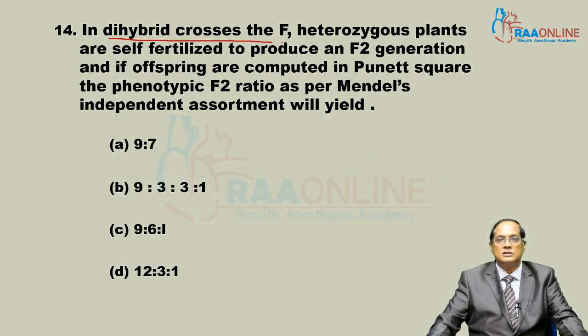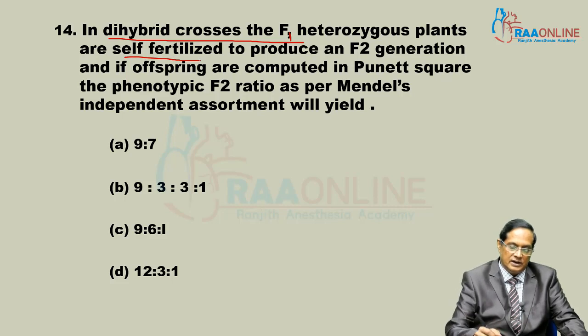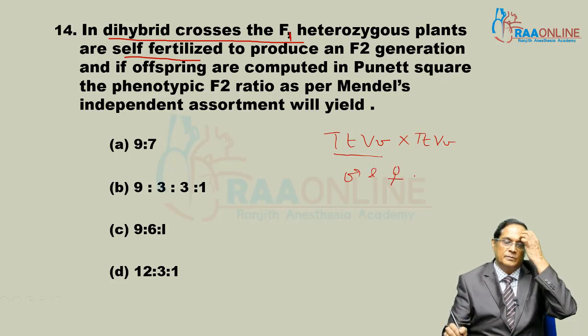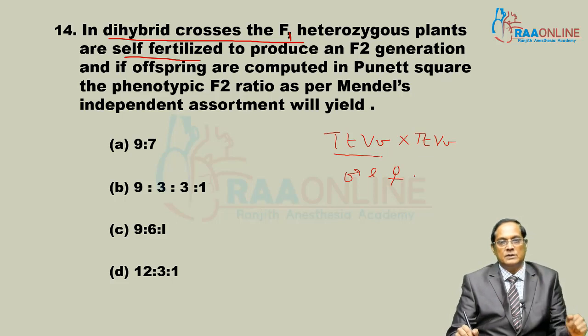A dihybrid cross, the F1 heterozygous plants are self-fertilized. What is F1 heterozygous? That is capital T, small t and capital V, small v. The plant is tall but hybrid tall. If selfing is done, I mean to say the same genotype, or we can say male and female gametes are obtained from the same source.